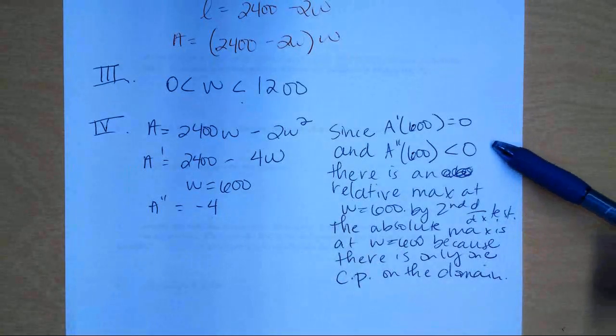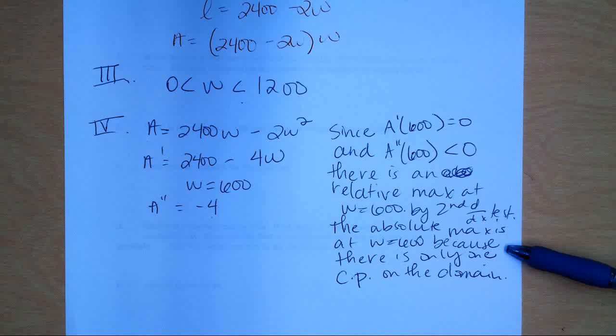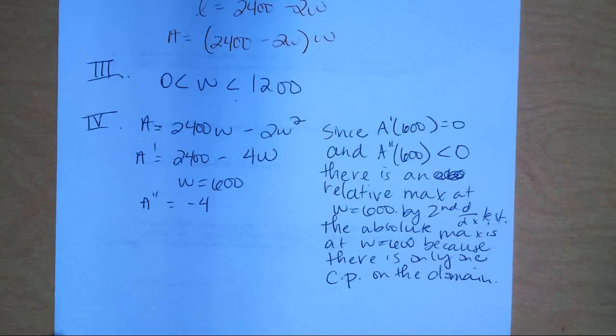So we justified here by the second derivative test that it's a relative max, and then we said it has to be where the absolute max happens since there's only one critical number, or critical point, or whatever you want to call it. Okay, so we've justified that.